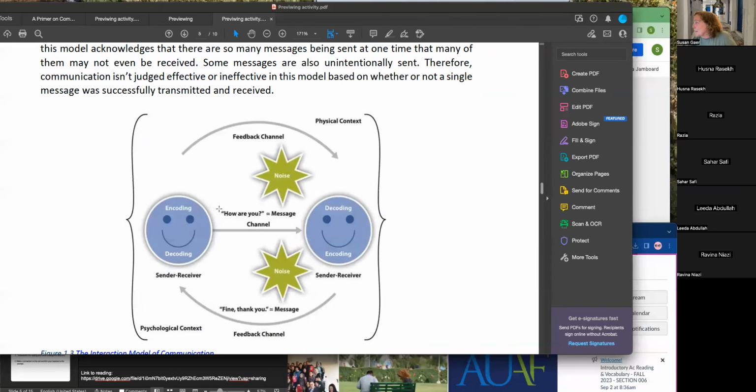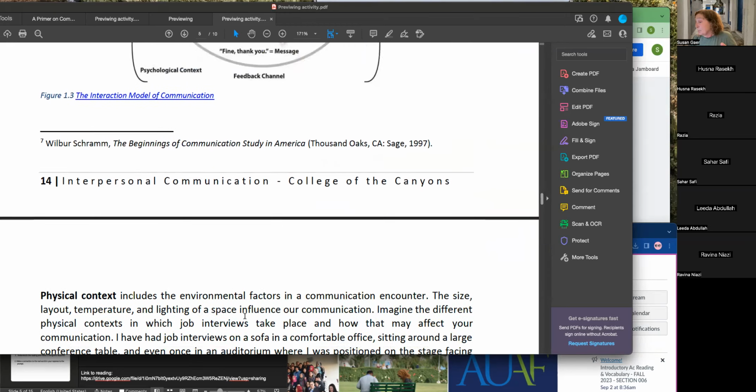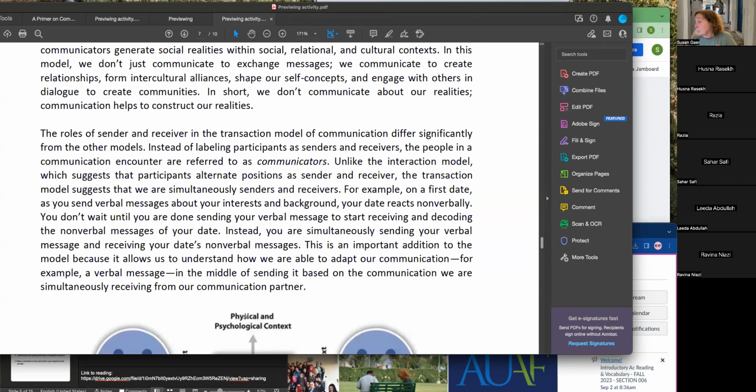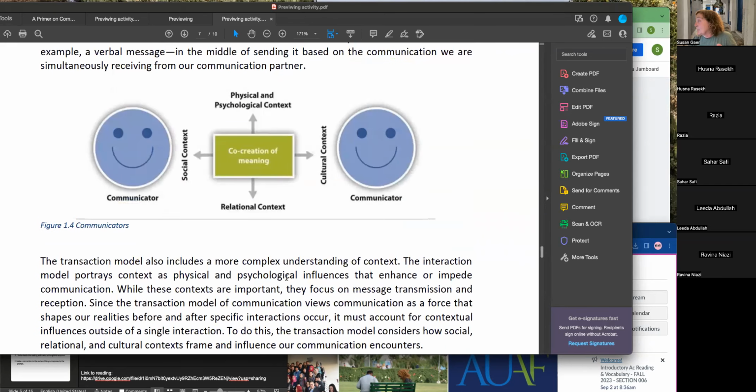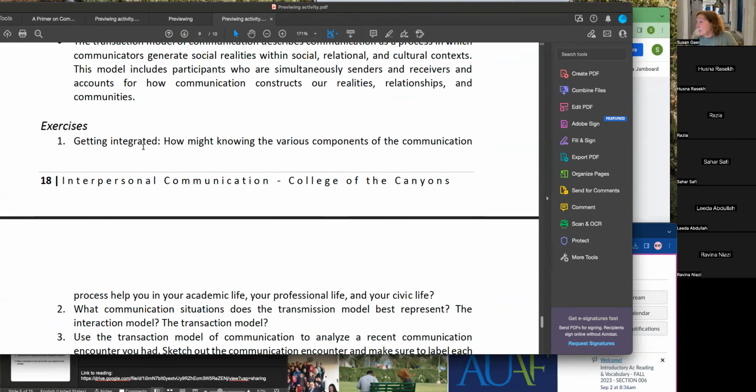Okay, here we have an interesting visual. We have physical context, psychological context. We have the transmission model with the same noise, and then we have some examples, right? So that's a third one. And then we have this one. This is simpler, right? We have relational context, physical and psychological context, cultural context, and social context. Very important things. So that's 4 visuals, right? Yes, ma'am. That's it.